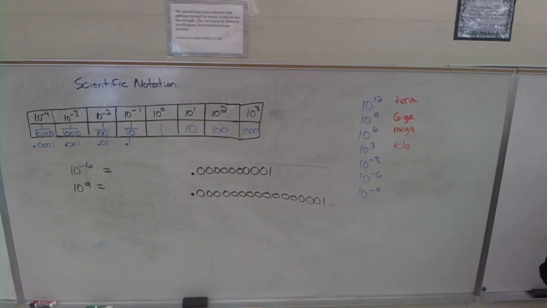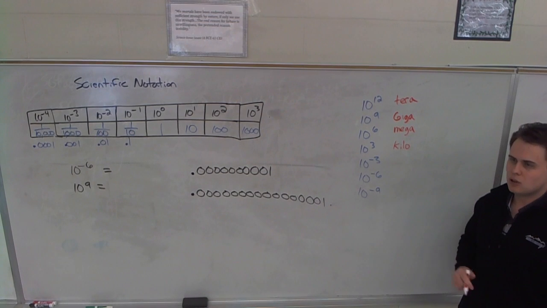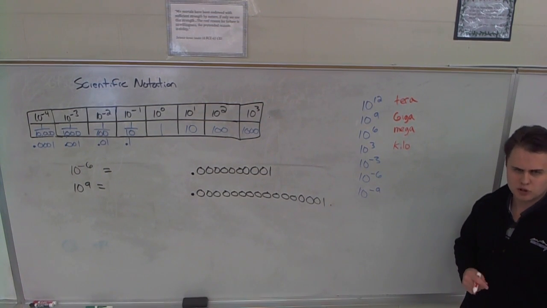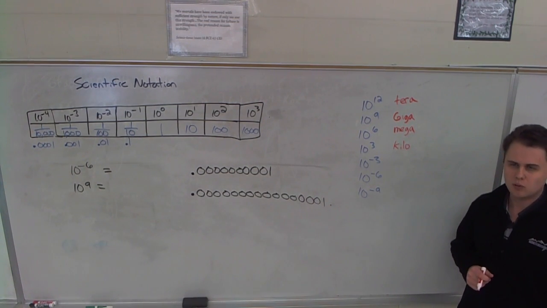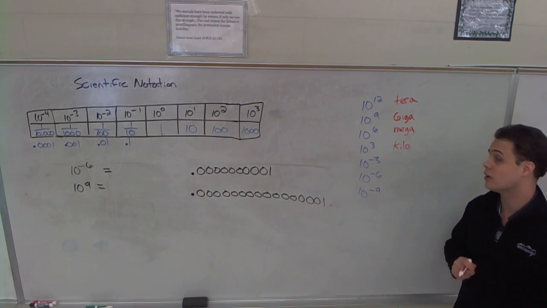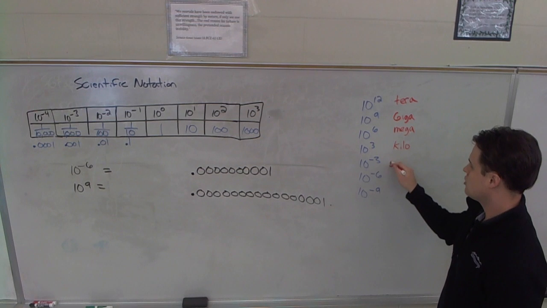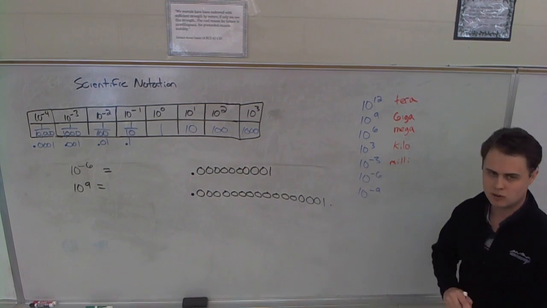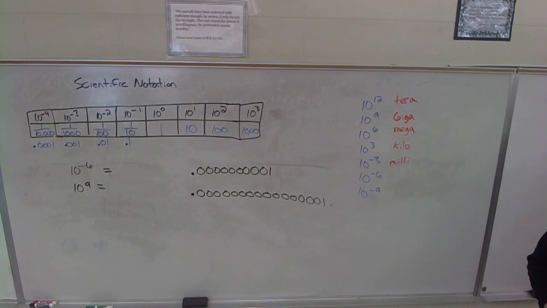So let's go with the smaller ones. I want you to know them all. I might not make them required, but they'll come up as extra credit on quizzes, which our first quiz is going to be tomorrow or Thursday. So 10 to the negative 3rd, so small, 0.001. What is that? Close, yes. Milli. Got that one, good. And then 10 to the negative 6th.